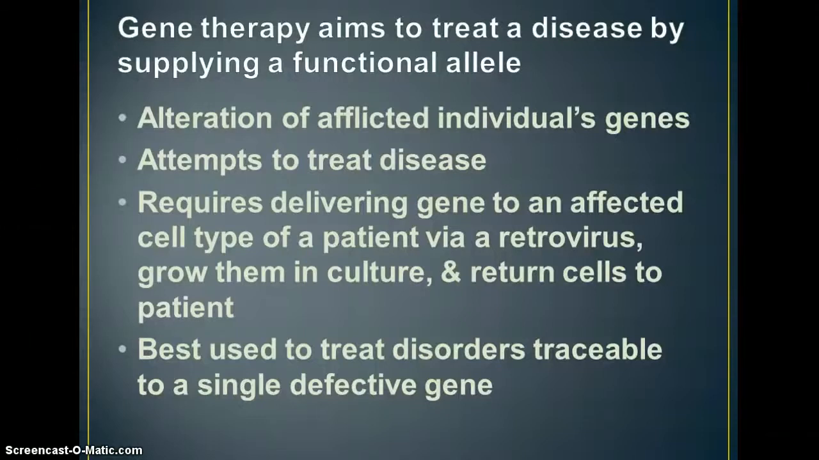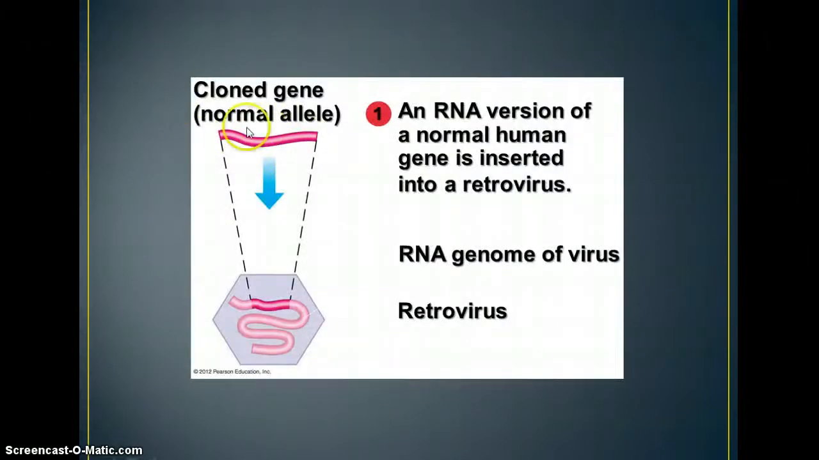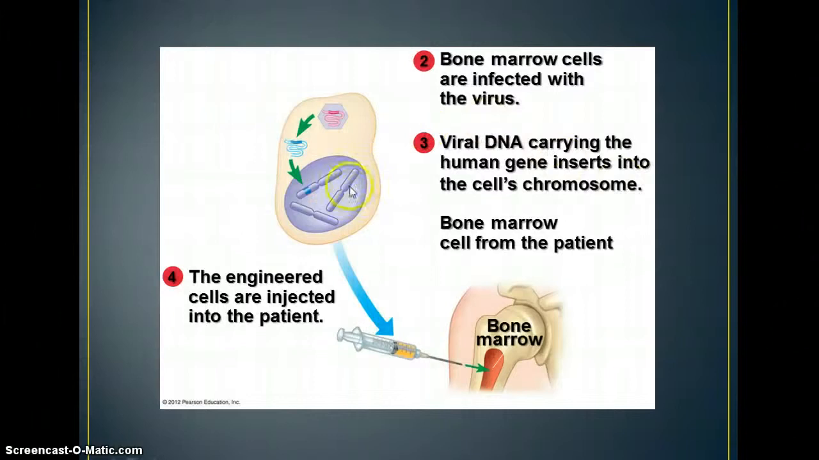This works best if you're trying to treat a condition that you know is caused by one particular kind of gene. So it has to be something that has a single gene rather than a multiple or polygenic trait. Here we have a cloned gene from a normal allele; we take the RNA version of it and put it into a retrovirus. Remember, retroviruses are RNA, and they have an enzyme called reverse transcriptase that allows them to be changed into DNA. So you would infect the cells that you were trying to treat the patient with, and then the gene will become part of those cells. You grow the cells in culture and return them to the patient, hopefully enabling you to cure the condition.